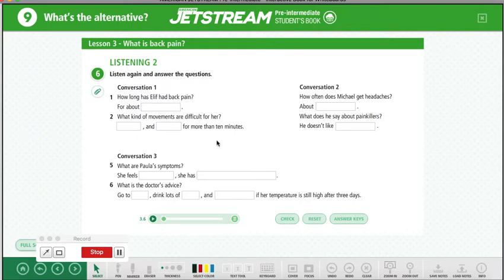This is going to be easy because we have some help in the answer. For example, this one: How long has Elif had back pain? We have for about 1 day, 1 year, or 2 months. Okay, the information is in the audio. Here we miss the numbers, but they are 3, 4, and then 5 and 6. In the audio, you find 3 different conversations. So you will answer 2 questions in conversation 1, 2 in conversation 2, and 2 more in conversation number 3.